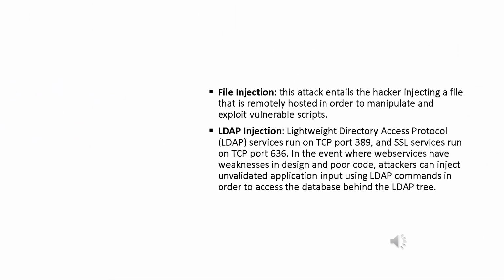File injection. This attack entails a hacker injecting a file that is remotely hosted in order to manipulate and exploit vulnerable scripts. LDAP injection. Lightweight directory access protocol services run on TCP port 389 and SSL services run on TCP port 636. In the event where web services have weaknesses in design and poor code, attackers can now inject unvalidated application input using LDAP commands in order to access the database behind the LDAP tree.